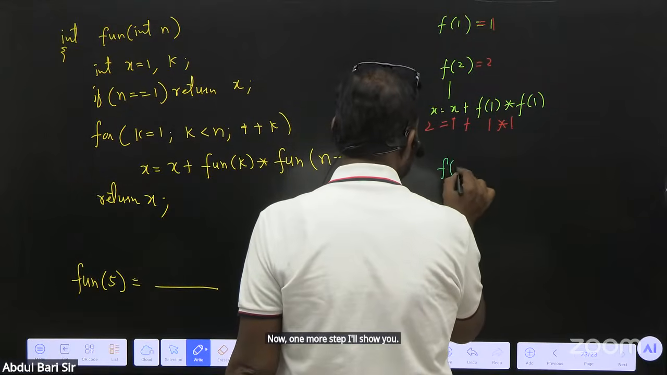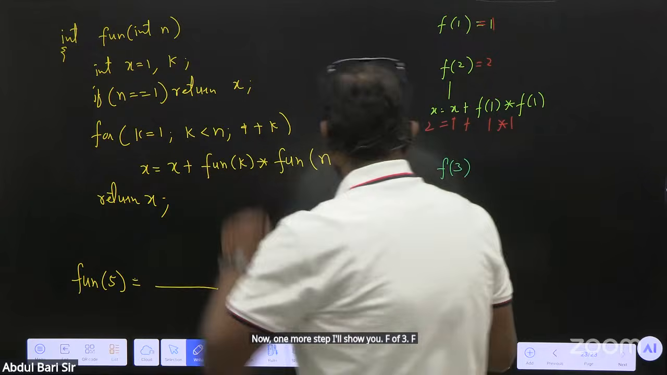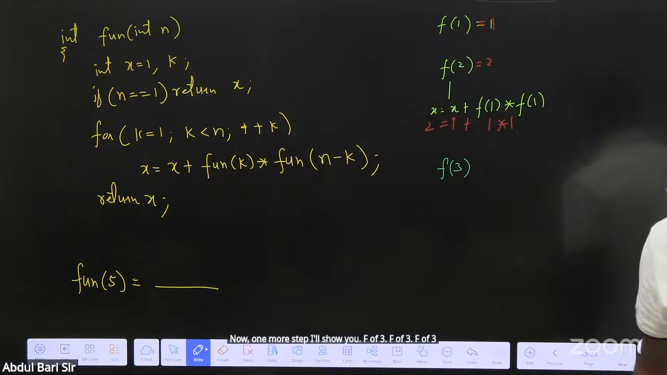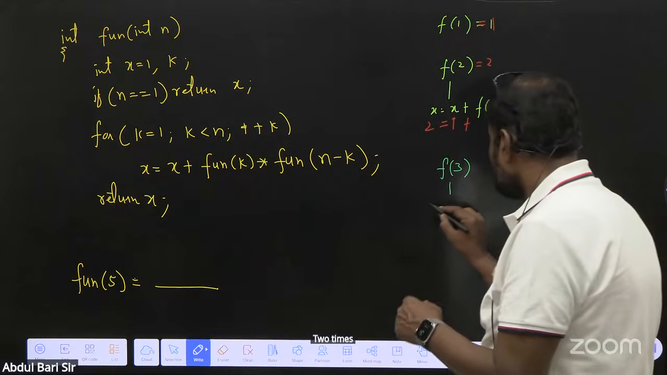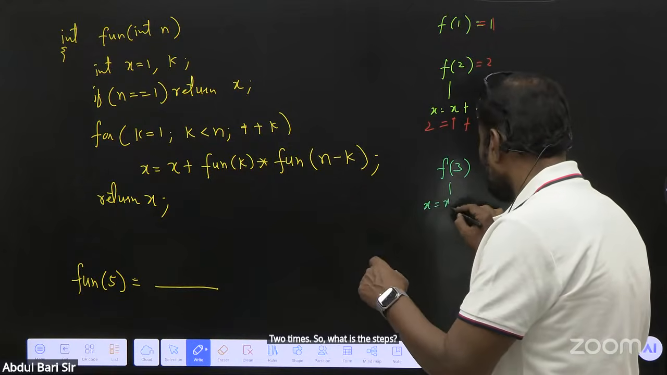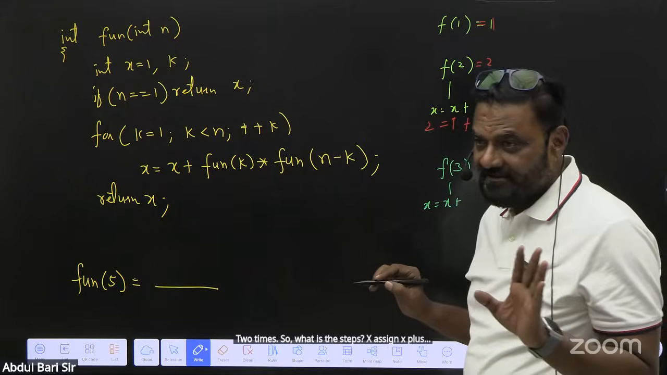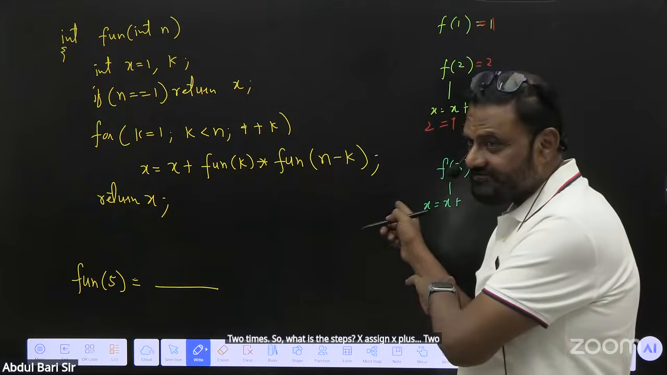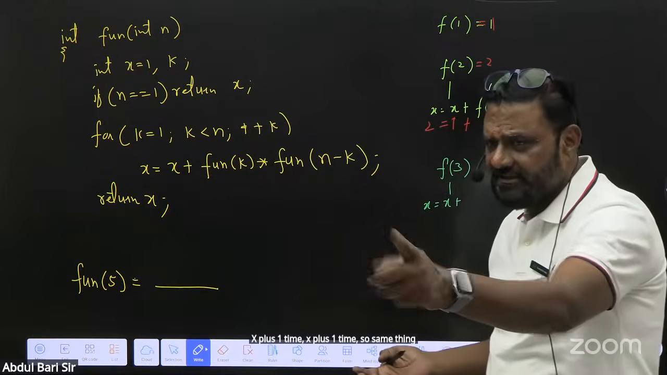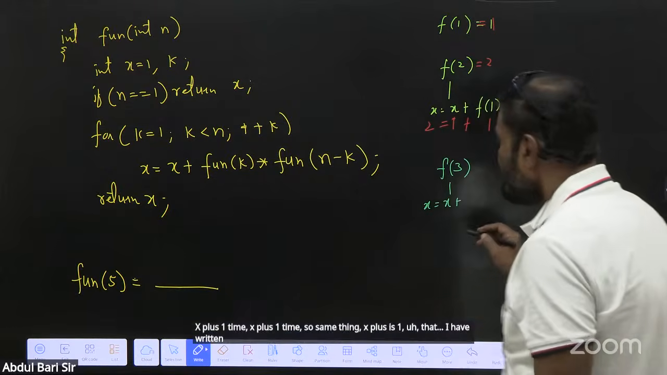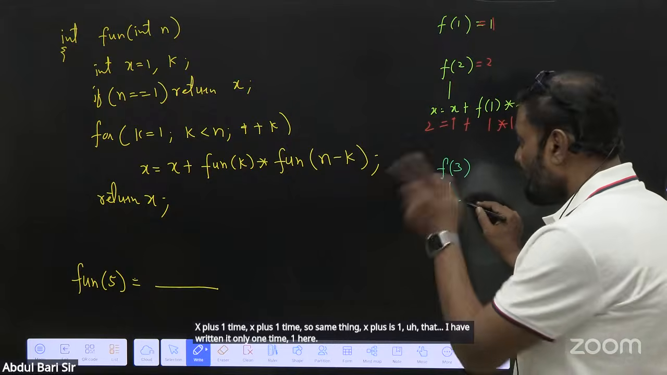F of 3. F of 3 loop will repeat for how many times? 2 times. So what is the steps? X assign x plus... X plus 1 time, x plus 1 time. So same thing, x is 1. I have written it only one time. 1 here. So what is this?